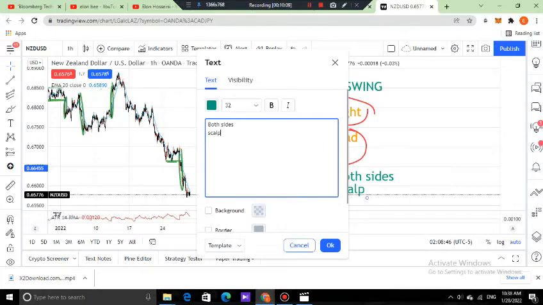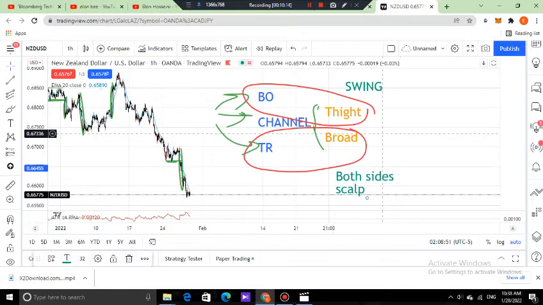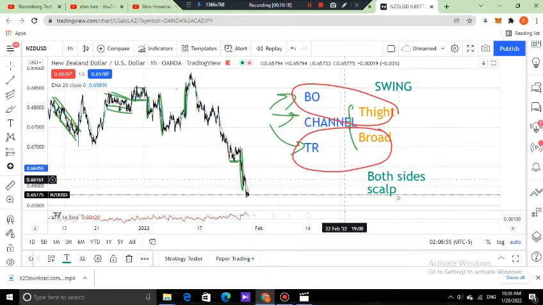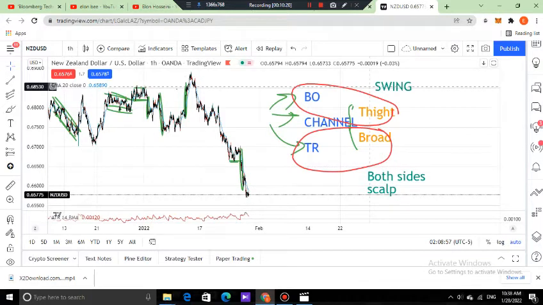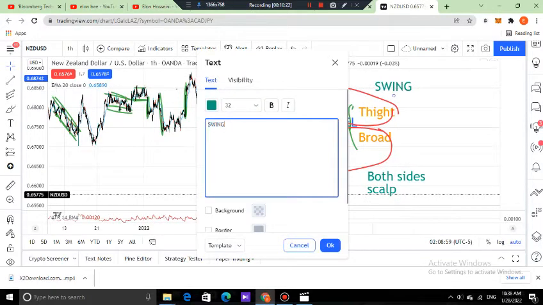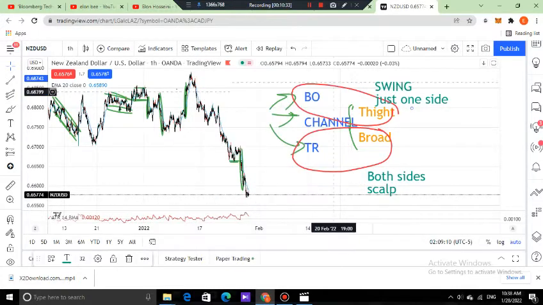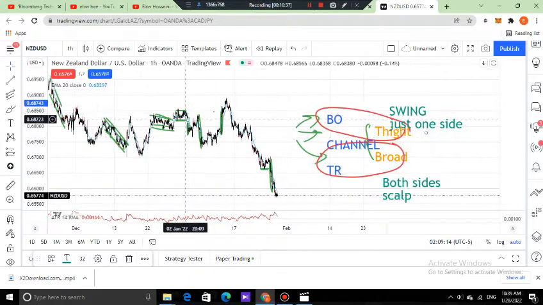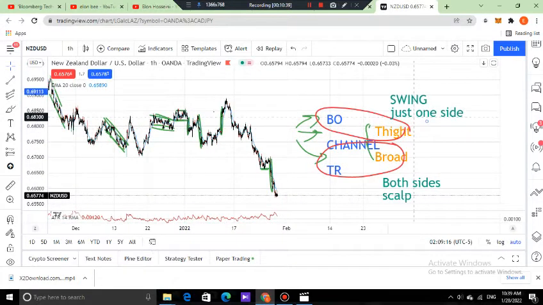The scalp means you enter the position and get out of the position at some other point, and you can enter the position again. So it's both sides and a scalp. It's a swing and just one side for swing. Okay.